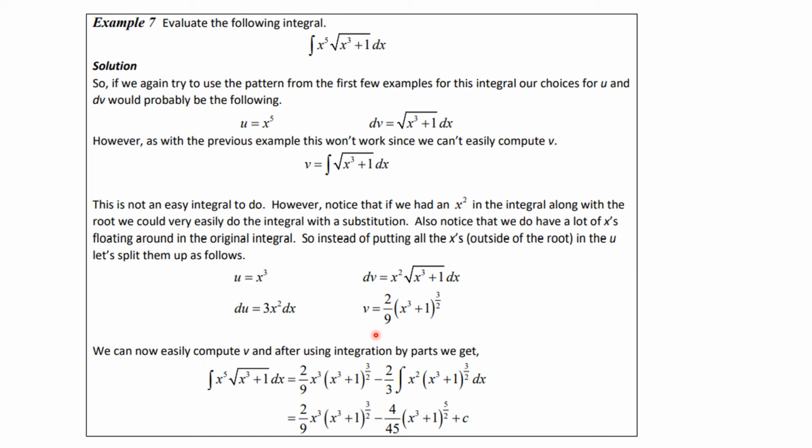And so now you know what v is, you know what u is, so this integral is going to be uv minus the integral of v du. Now this one is an integral that we can calculate, because if I let u be x cubed plus 1, there's going to be a factor of x squared, and magic will happen when I do that calculation. And so the final answer that you should have gotten for this was 2 over 9 x cubed times x cubed plus 1 whole to the 3 halves minus 4 over 45 x cubed plus 1 whole to the 5 halves plus c.